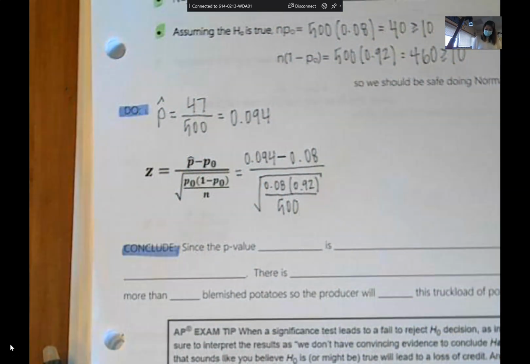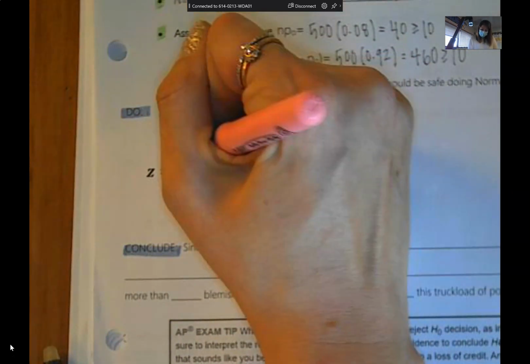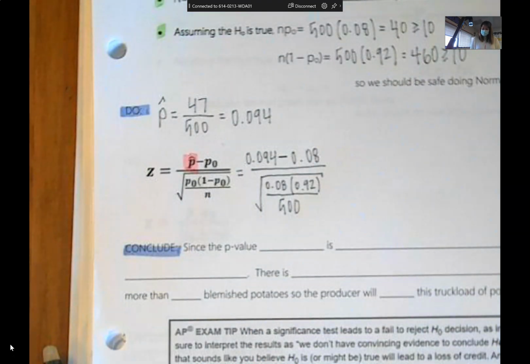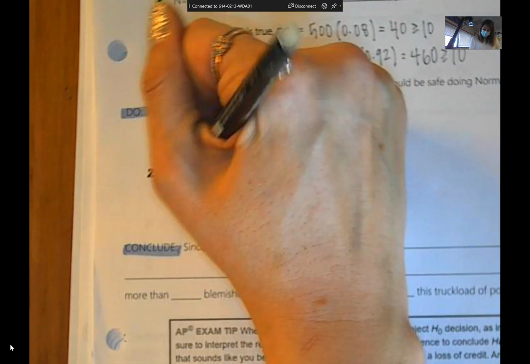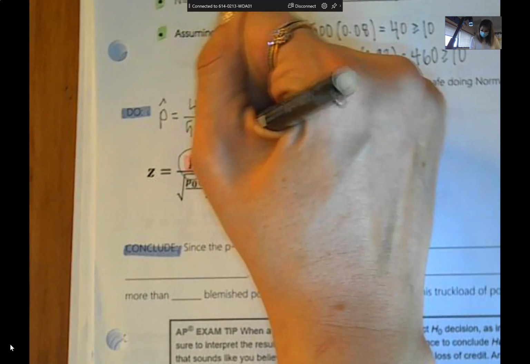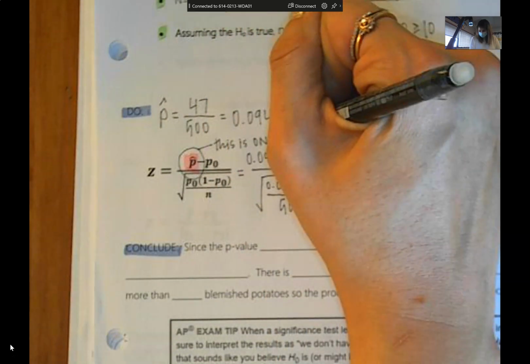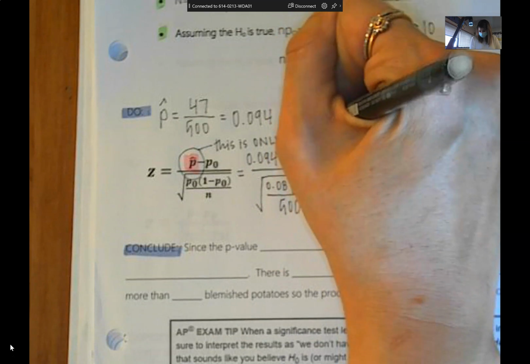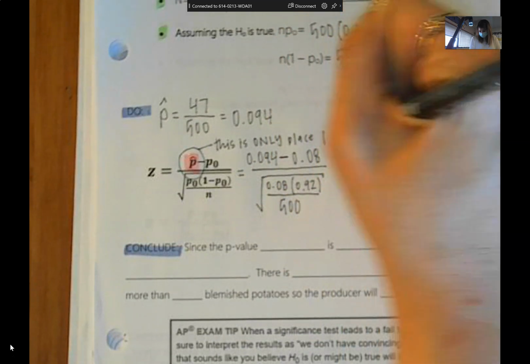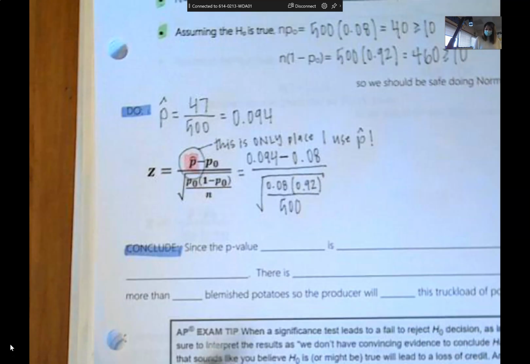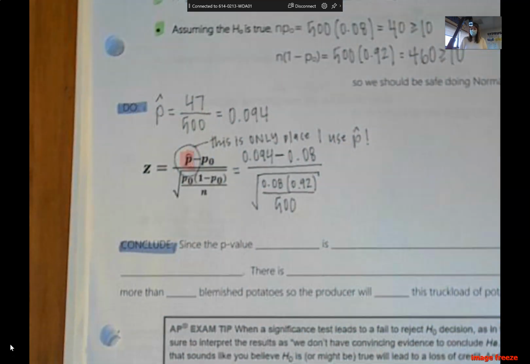And I'm going to make a note to myself that this is the only place I use P hat. This calculation is the only place that we use P hat. We don't use it anywhere else in this entire problem.